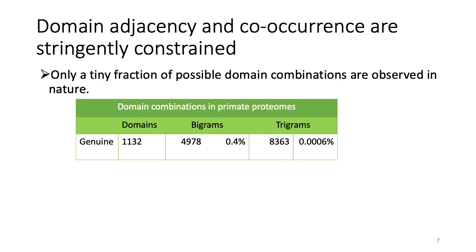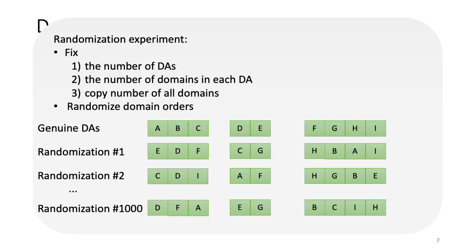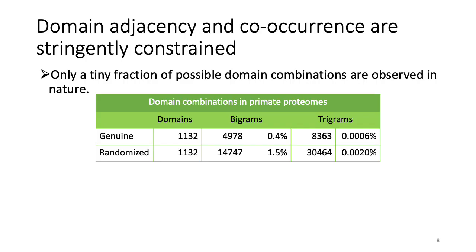For example, in primate proteomes, we only observe 0.4% of all possible domain pairs and 0.0006% of all possible domain triples. We used a randomization test to see whether this is surprising. The randomization process permutes the assignment of domains to domain architectures, but it preserves the number of domain architectures, the number of domains in each domain architecture, and the number of instances of each domain. As a result, genuine DAs have many fewer domain combinations than expected, given the number of domains.